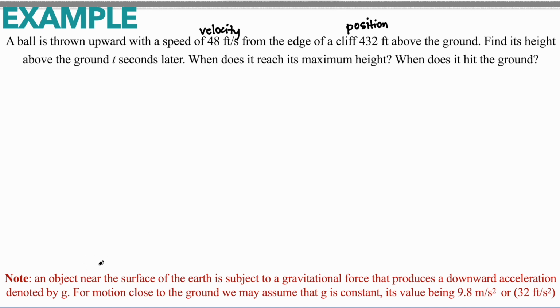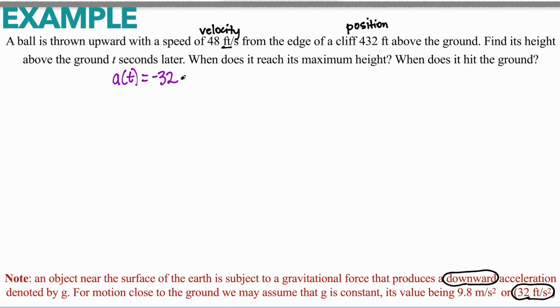So first we need to think physics. When an object is near the surface of Earth, it is subject to gravitational force that produces a downward acceleration. For motion close to the ground, we assume it's a constant 9.8 meters per second squared or 32 feet per second squared. Because our units are in feet, we're going to deal with 32. But here's the deal. You have to think of it being a downward acceleration. So therefore, the constant downward acceleration is going to be a negative 32.